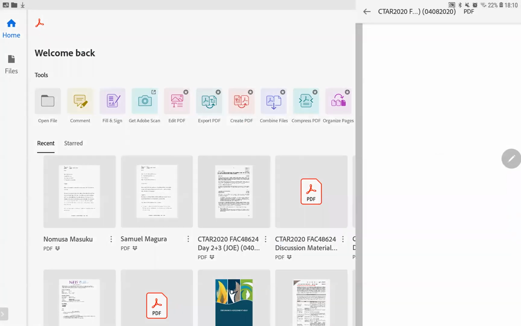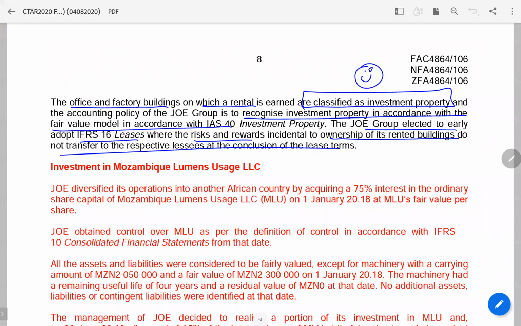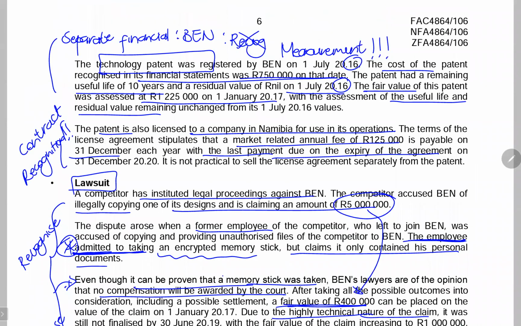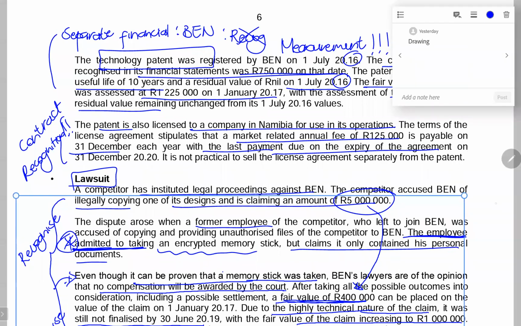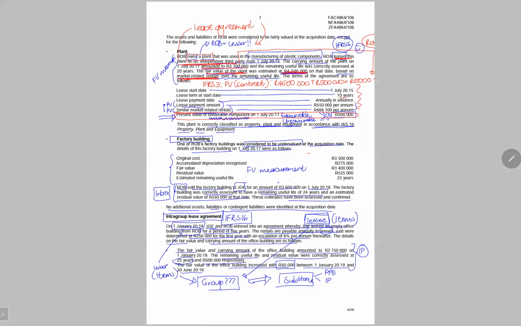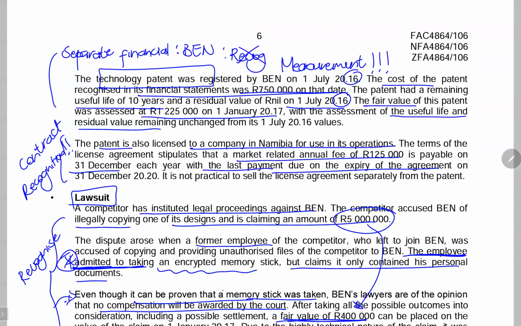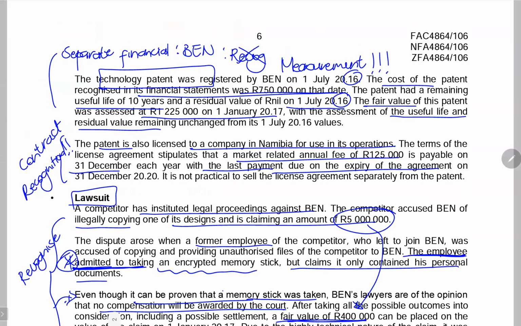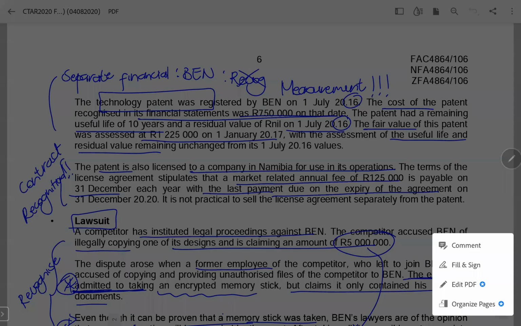Joe, here we are. Let's first start with the recognition principle because we never got to discuss it. Remember that yesterday we had a patent and we said the patent was recognized. The issue with the patent was that it was not sitting at fair value. You will see that the patent was carried at a cost of 750. So that is number one of what we are identifying about the patent: it was carried at a carrying amount, or cost, of 750.